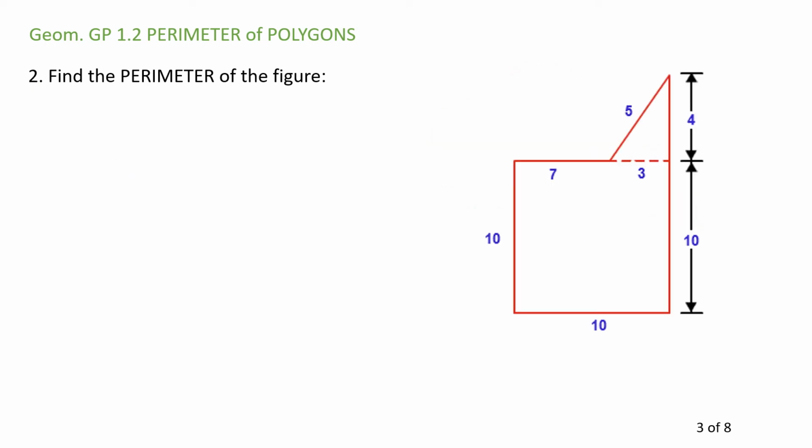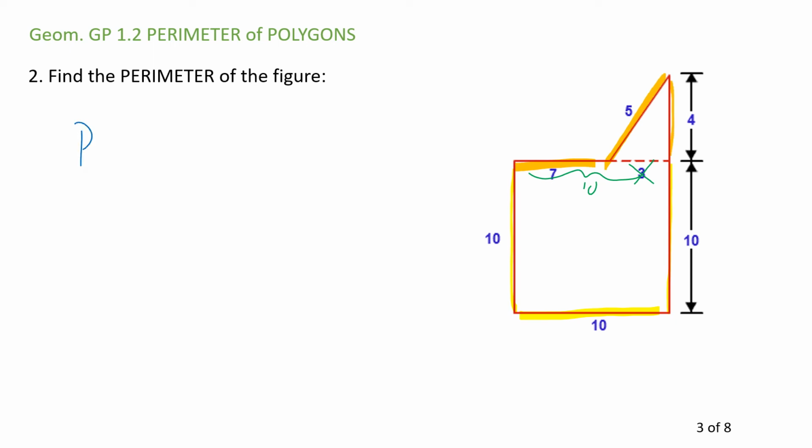Same thing. Just be careful. I've got this 10 plus this 10 plus this 10. This distance here is also 10, but I don't want that 3 because I have a little jog around. So I've got this plus that plus that. That's the only thing that's different.